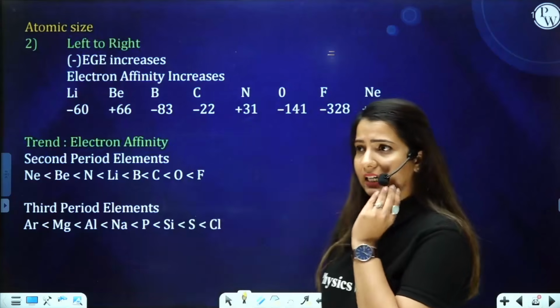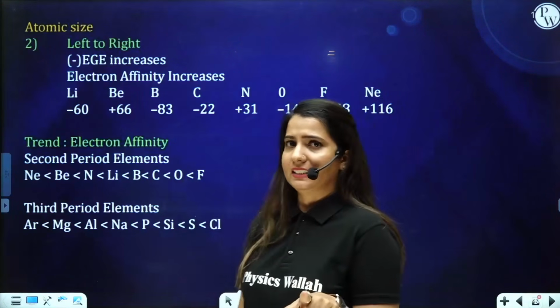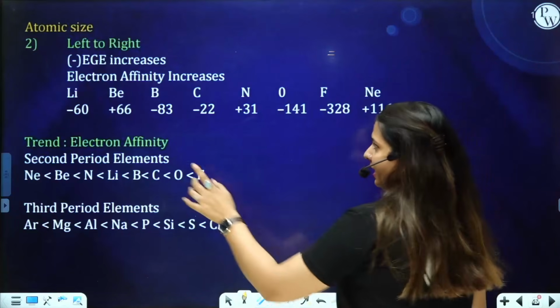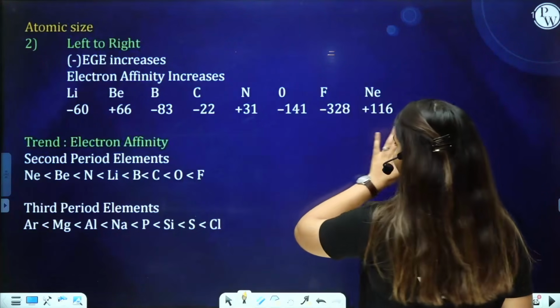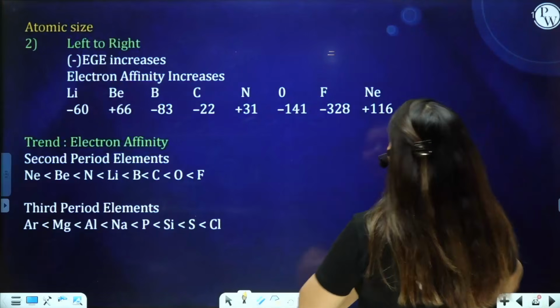You know that as size decreases, the tendency to accept electrons will increase. Electron affinity should increase, but still there are some exceptions. I have the exact data over here: lithium, beryllium moving towards the neon. Neon is a noble gas.